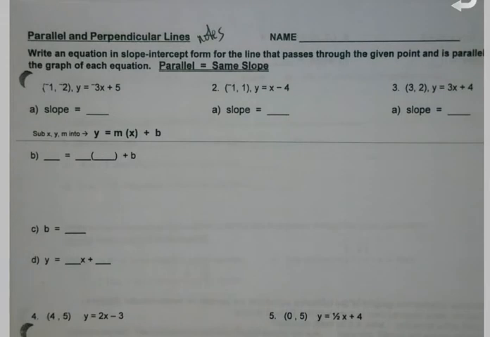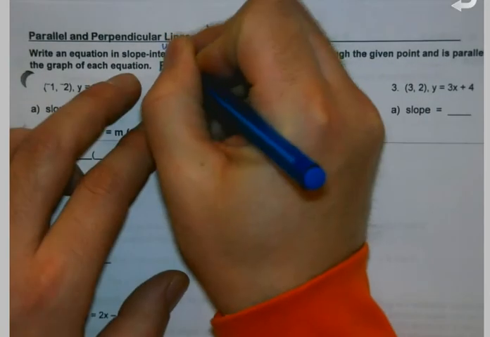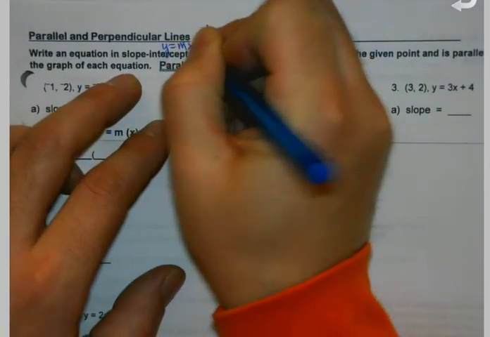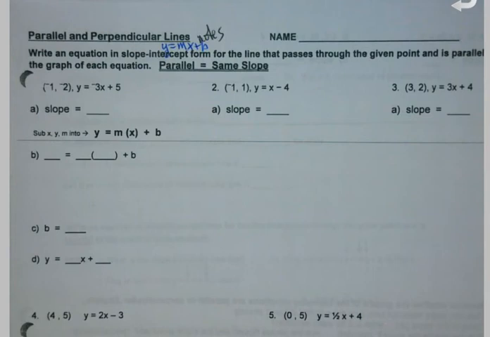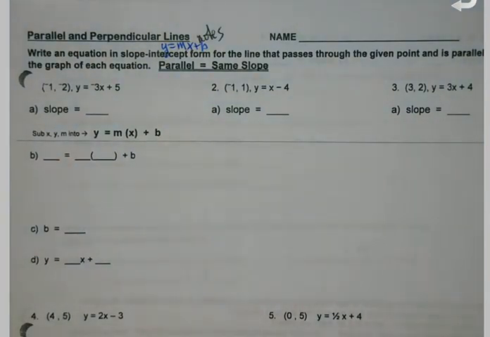A lot of what we're going to do today is similar to what we've been doing, that you guys have been doing a really good job on. We're going to write an equation in slope-intercept form. That's still the same old form we've gotten so used to over the past couple of weeks. From the line that passes through the given point and is parallel to the graph of each equation. This is going to be like when we're given a slope and a point, except they're not going to give us the slope directly. They're going to give us this equation.